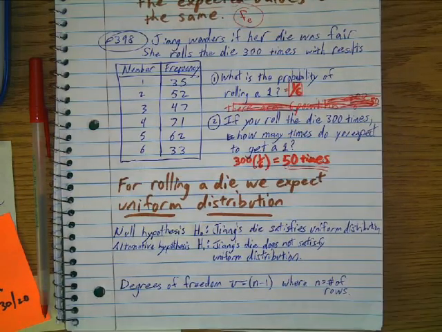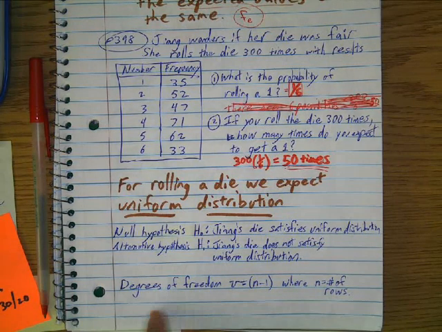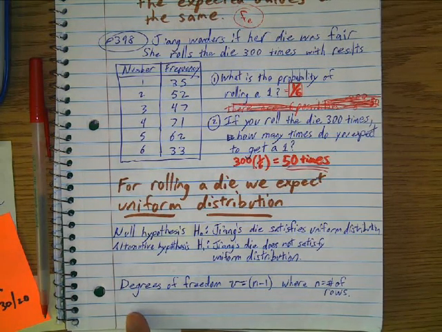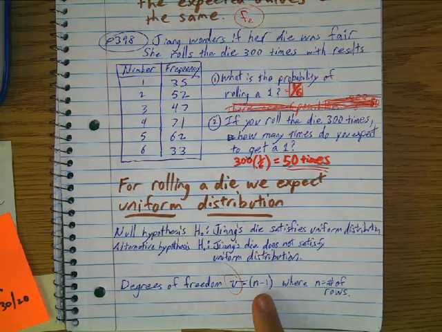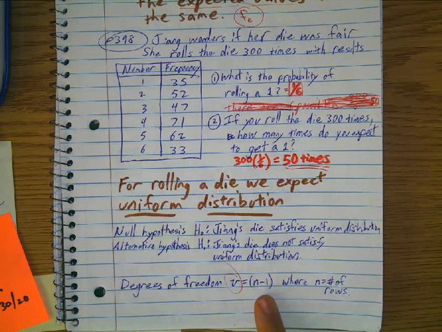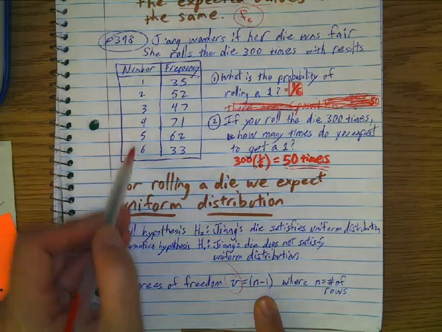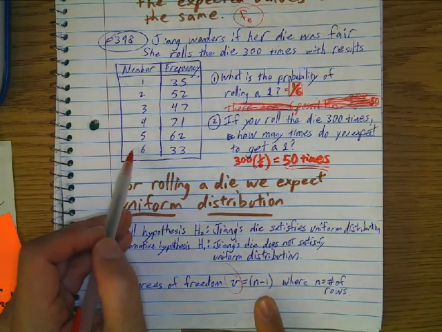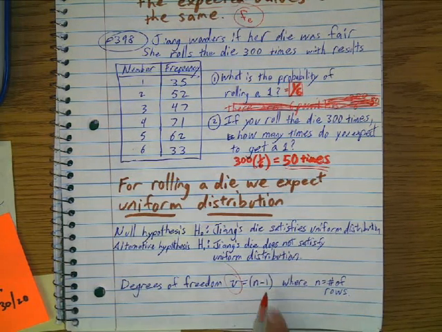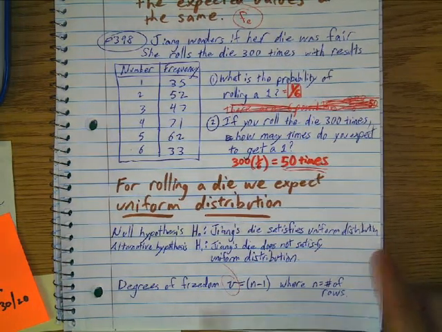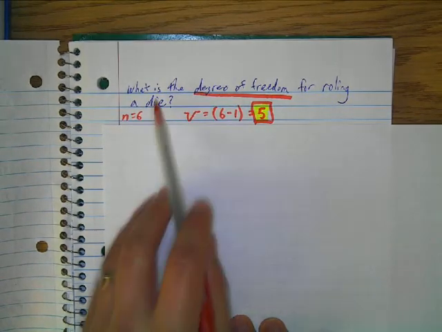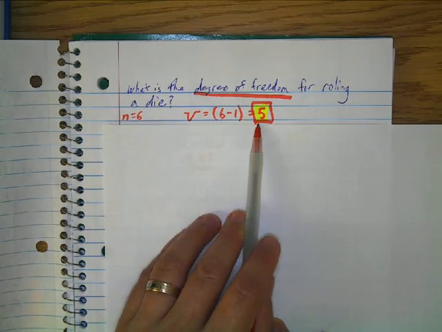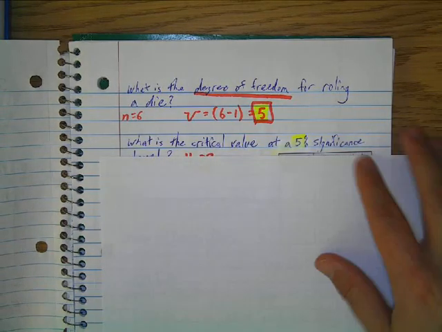The other thing is we find degrees of freedom a little differently. The degrees of freedom, they use the letter V for some reason, and it's equal to the number of rows we have minus 1. Here we have 6 rows, so our n value is going to be 6, and so our degrees of freedom will be 5.